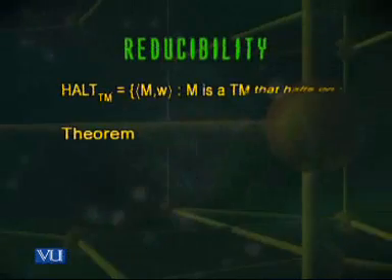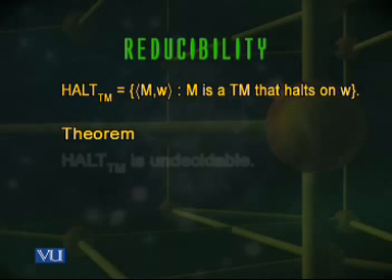We're given a Turing machine M and a string W, and we have to decide if M will halt on this string W or not. So this is a slightly different language. The theorem we would prove is that HALT_TM is undecidable. So we're going to show that this problem is also undecidable, so it cannot be decided by a Turing machine. The rough idea is as follows.